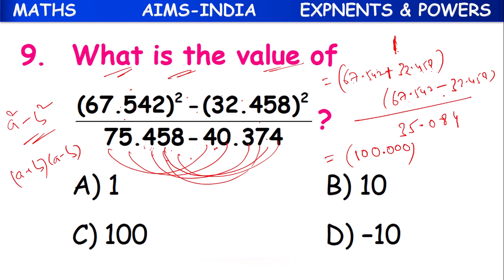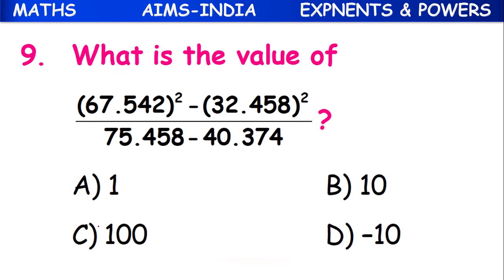If we do this difference, it will be equal to 35.084 by 35.084. 35.084 cancels. So what will be remaining? 100.000, which is equal to 100. So 100 is the correct answer. Option C, 100 is the correct answer.